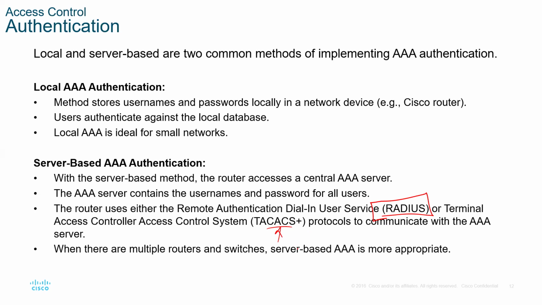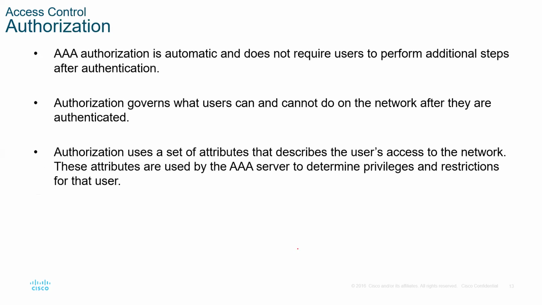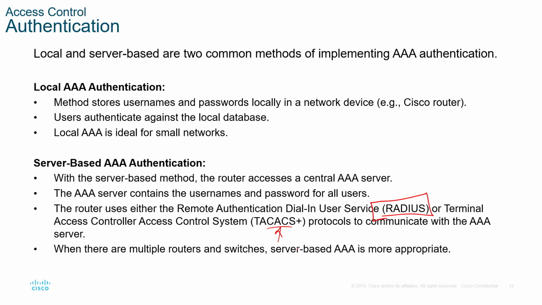It will probably be that RADIUS is Cisco proprietary, maybe. So server-based AAA authentication: instead of having our database locally on the networking device, in this case, we have a server. Basically what that means is authentication is happening at the server. The server is the one which is providing the AAA services.